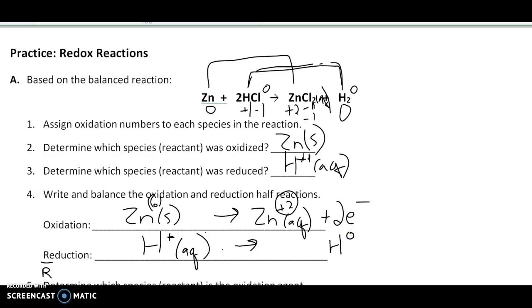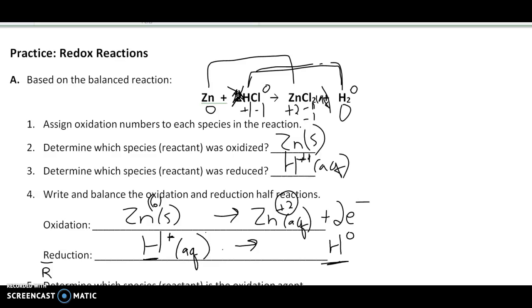Now, the reason why I'm not writing a little 2 subscript is because for balancing purposes, you have 1 hydrogen here, so you're only going to write 1 hydrogen in the product. And so ultimately, having 1 hydrogen, you're completely ignoring the 2 that's in front of the HCl. So you have 1 hydrogen of +1 going to 1 hydrogen that's neutral. So this is being reduced.